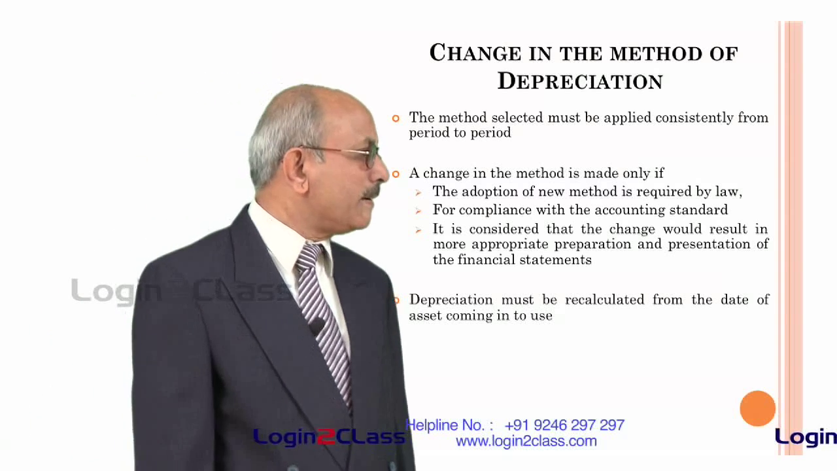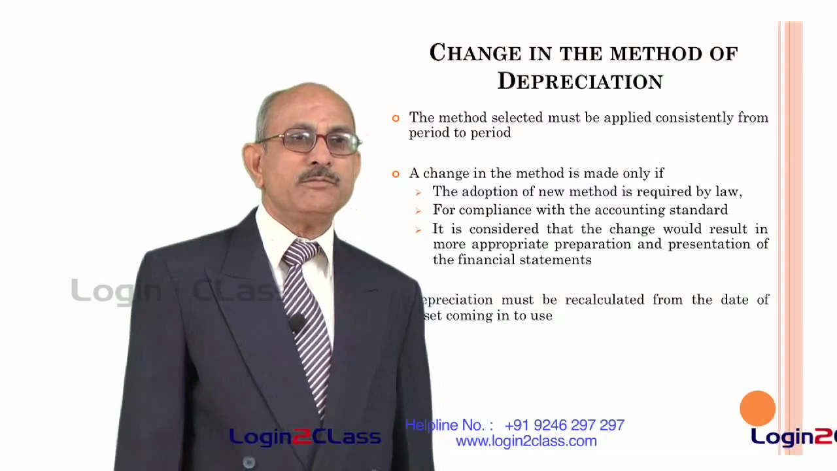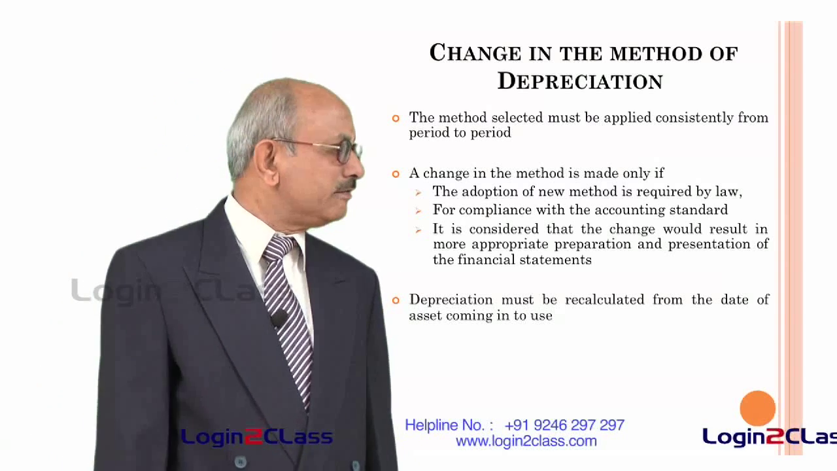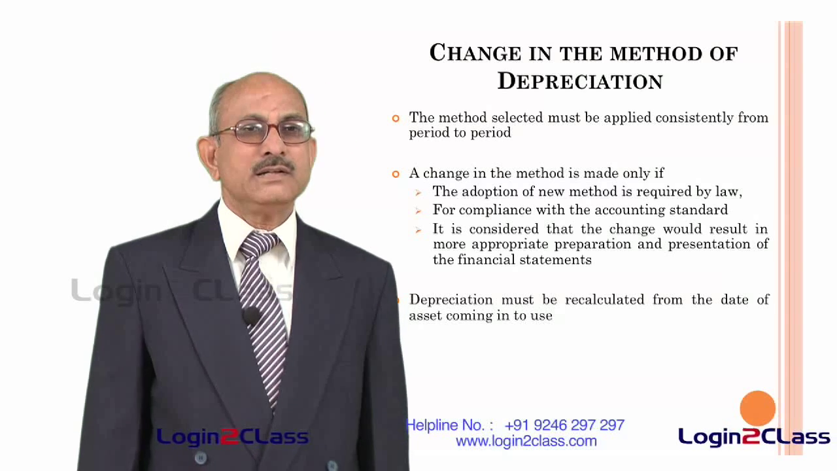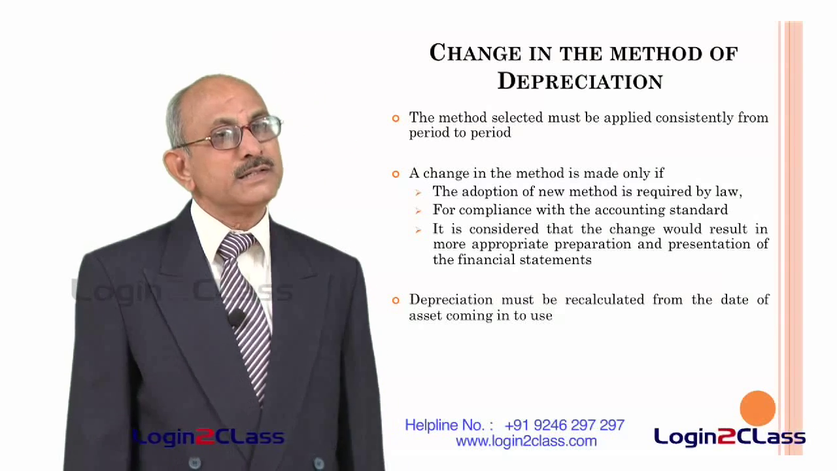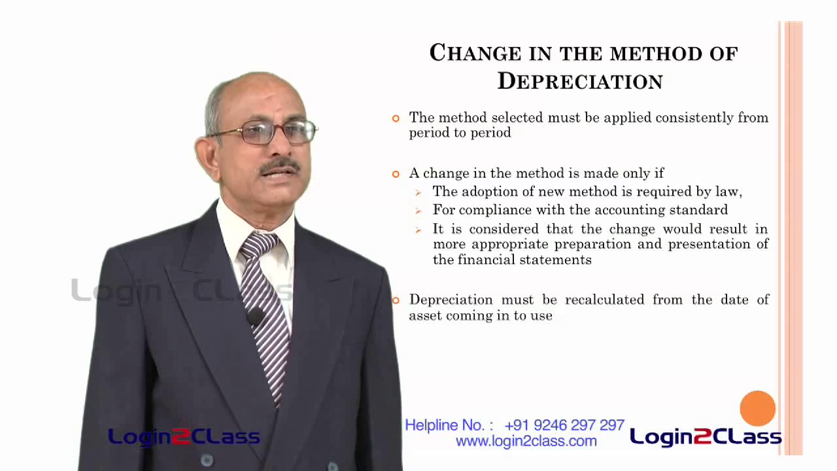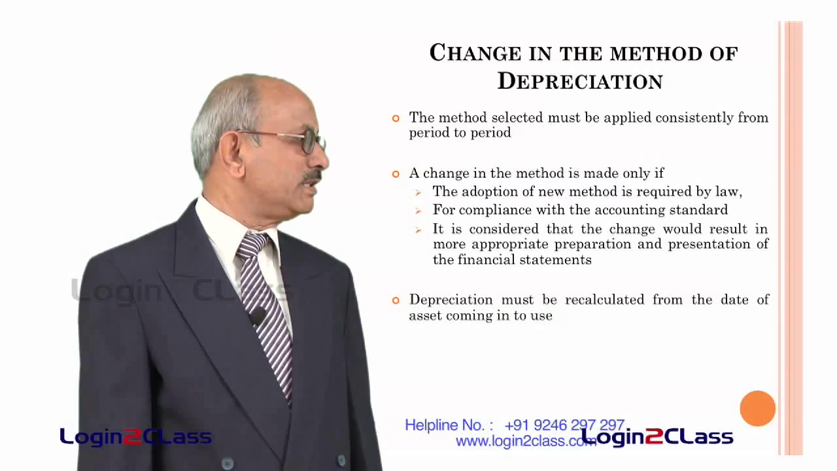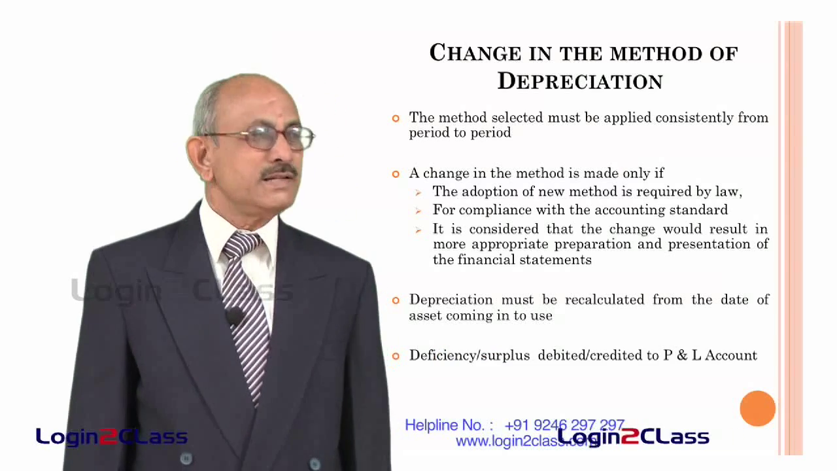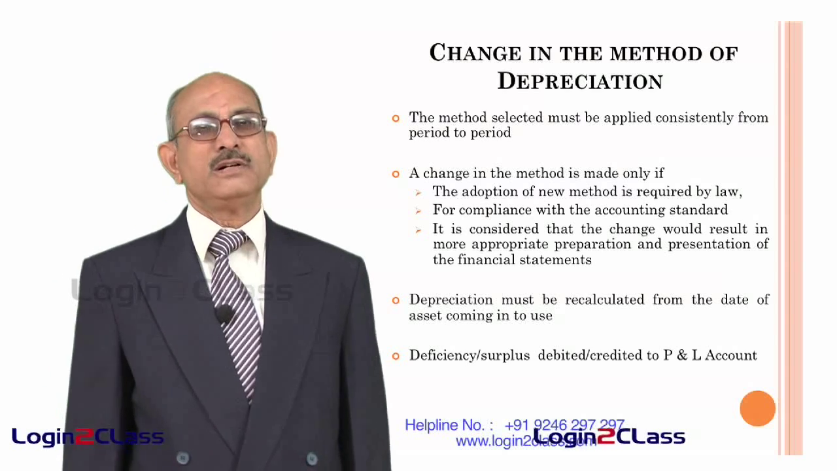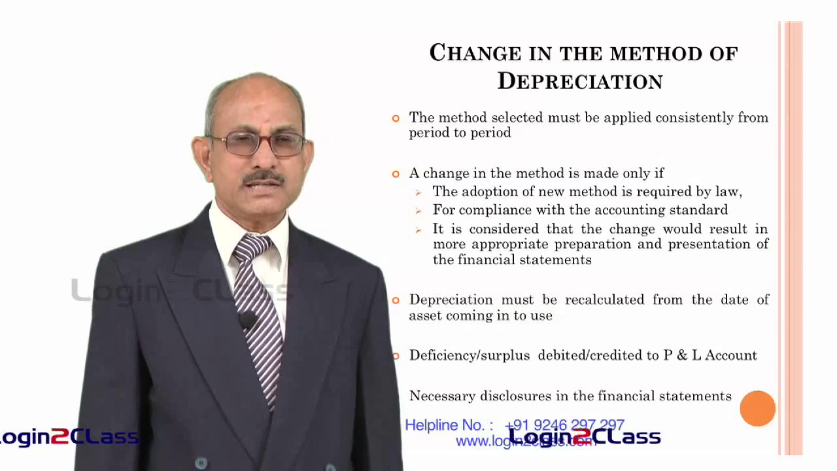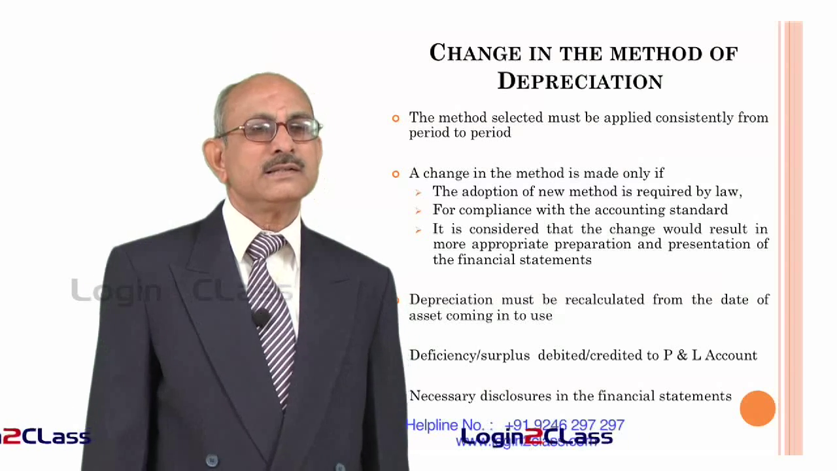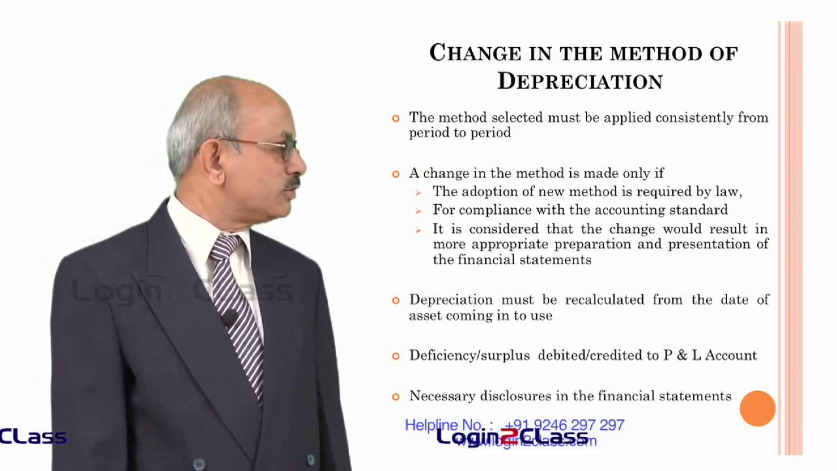For example, let us say that the entity has been following the WDV method and they would like to change it to the straight line method. So, in the year in which they change to the straight line method, they have to calculate the depreciation as if the straight line method was adopted right from the beginning, and then find out what would have been the amount of depreciation and what is the deficiency or surplus debited or credited to the profit and loss account. If less depreciation has been charged, then the extra has to be provided. If more has already been charged, then to that extent that entry needs to be reversed.